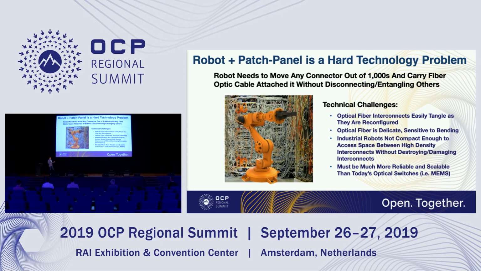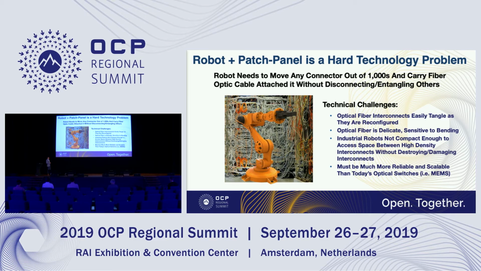So you could look at, well, what if you take a robot and automate this? And it turns out that isn't so simple. You could imagine putting a robot in front of one of these frames and trying to reconfigure thousands of cables. There are some real challenges. The optical interconnects can easily tangle, and that's fundamentally one of the biggest problems.